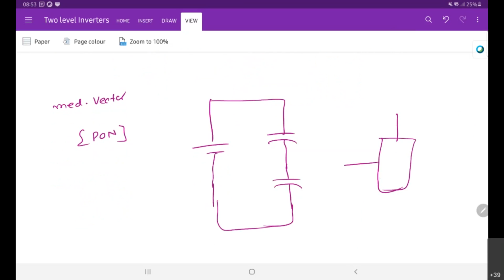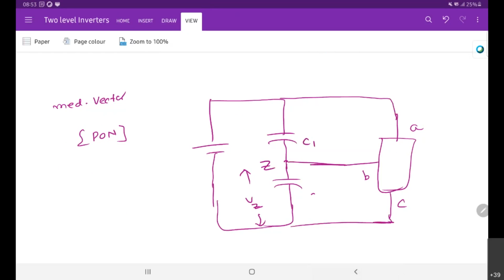So we have A phase, B phase, and C phase. Right. So how is this P0N connected? P is connected to A, this is connected to 0, and this is connected to N. Right? So this is the C1 capacitor and the C2 capacitor.